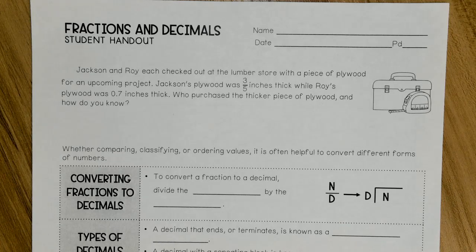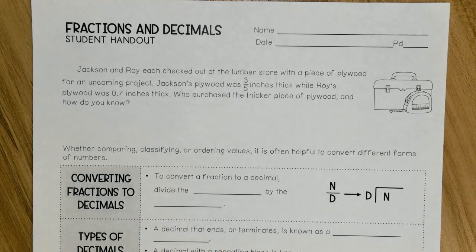And they each went to the lumber store and they bought some plywood. One of them, Jackson, bought a piece of plywood that was 3/5 of an inch long, and Roy bought a piece of plywood that was 7/10 of an inch long. Who purchased the thicker piece of plywood, and how do you know?